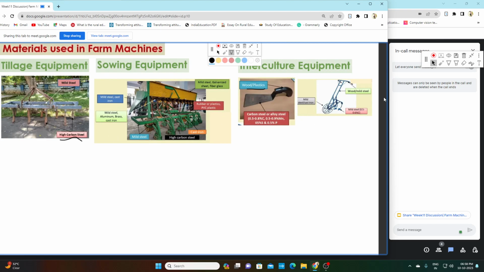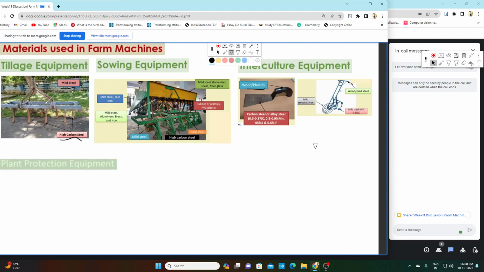Okay, now about the intercultural operation that we are using, like this push and pull type of weeder. For the push and pull type of weeder, the handle is made up of wood or mild steel. Your working element is made up of mild steel here, not high carbon steel, and your wheels are made up of mild steel or cast iron.